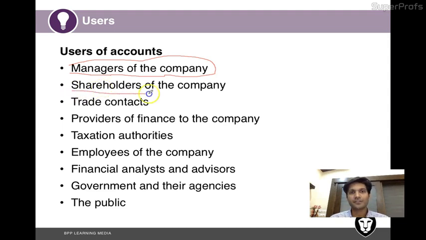Second one is shareholders of the company. What do they do? They own the company. They are the company owners. So they are the people who actually buy the shares of the company, and all the company profit belongs to the shareholders.